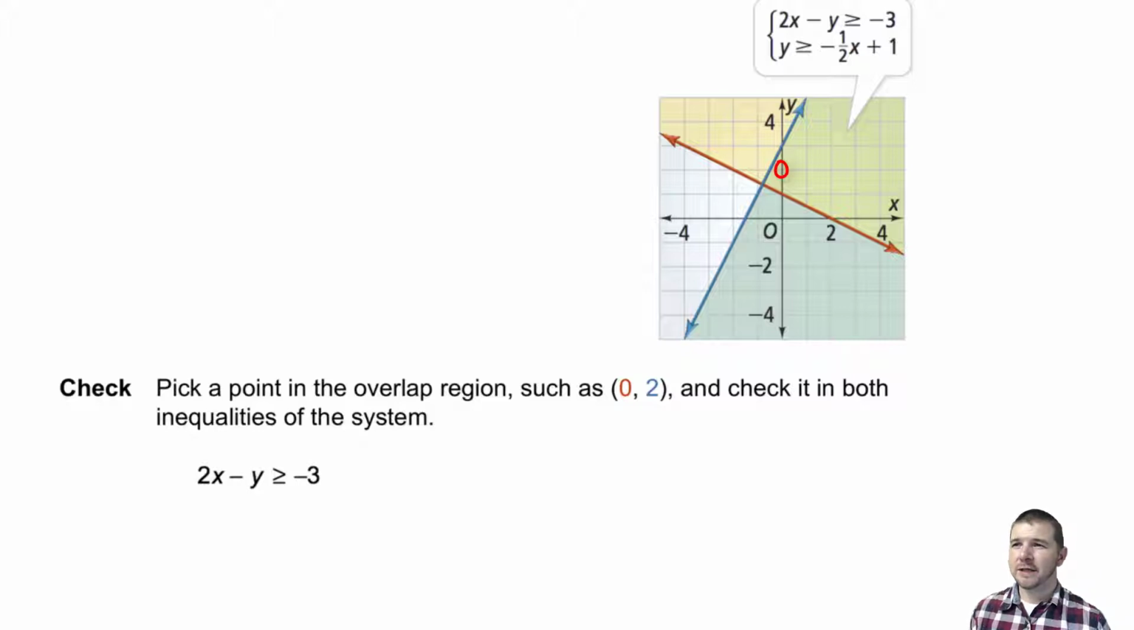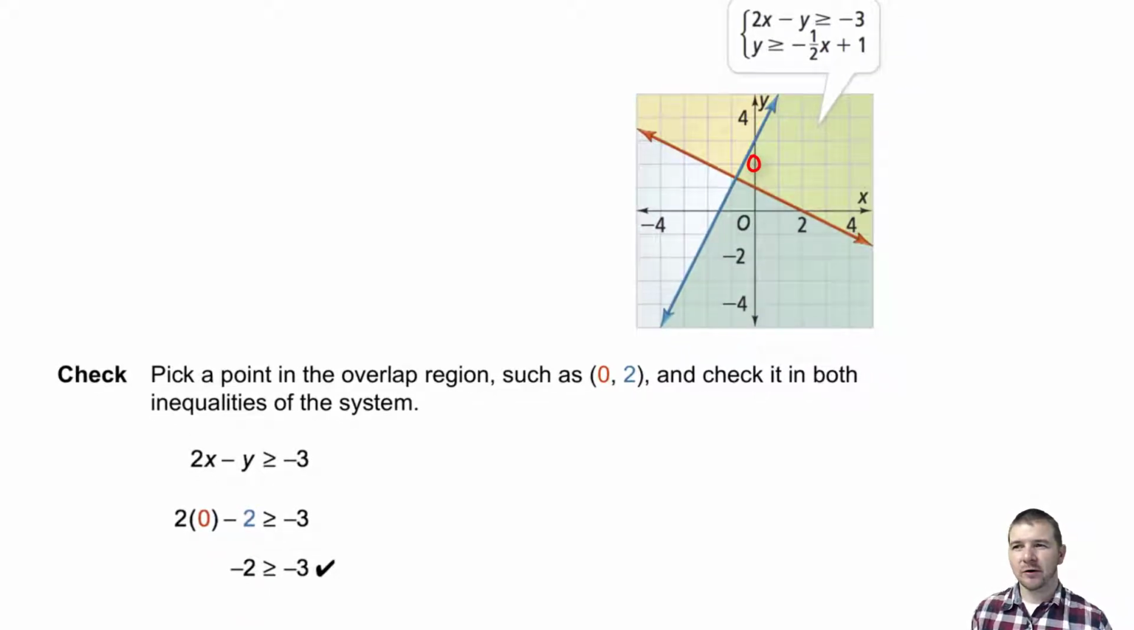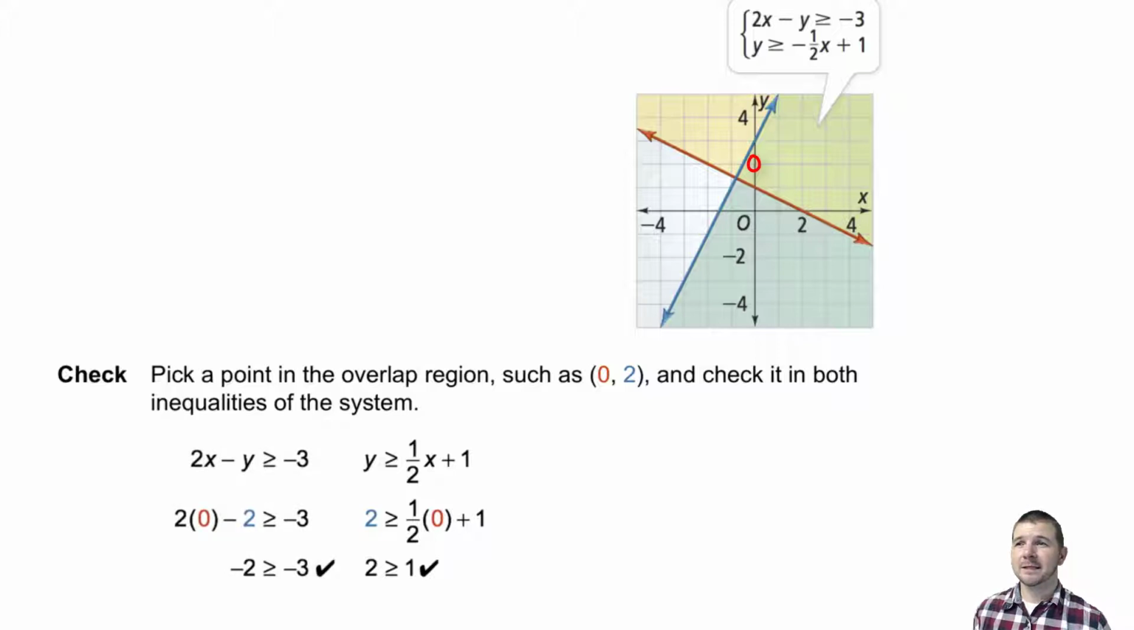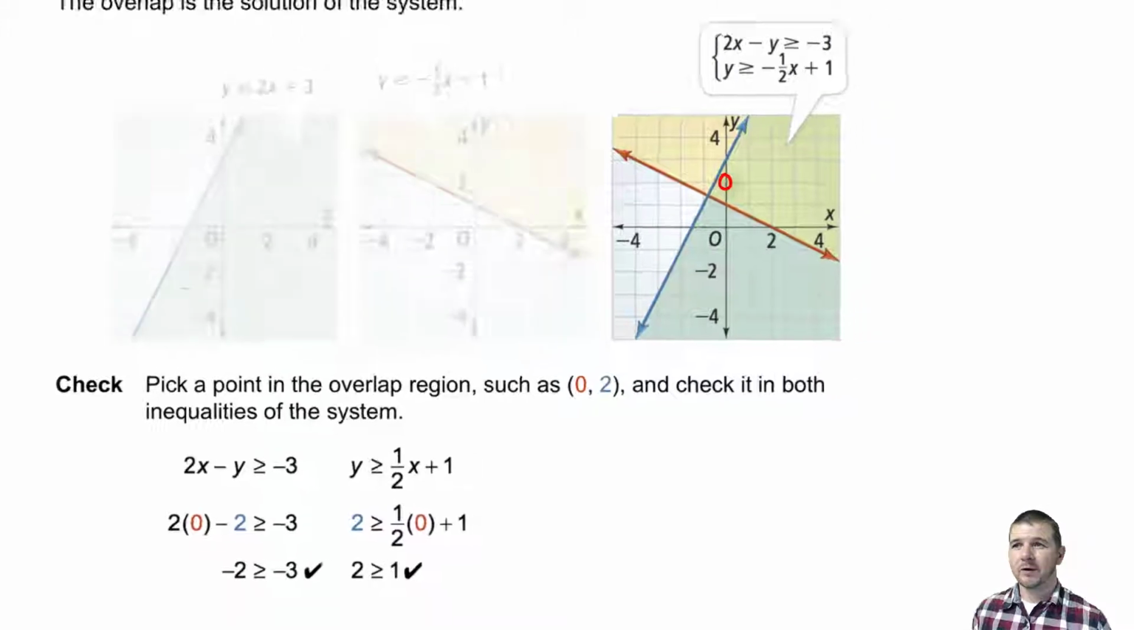First, the inequality 2x minus y is greater than or equal to -3. Substitute 0 for x, 2 for y, and simplify. We find -2 is greater than or equal to -3. That's true, so our solution works for that inequality. Next, we'll check y is greater than or equal to -1/2 x plus 1. Substitute 2 again for y, 0 for x, and simplify. 2 is greater than or equal to 1. Also true, so our shaded region checks out, at least for this point, but that's a good indicator that we've done our work correctly.